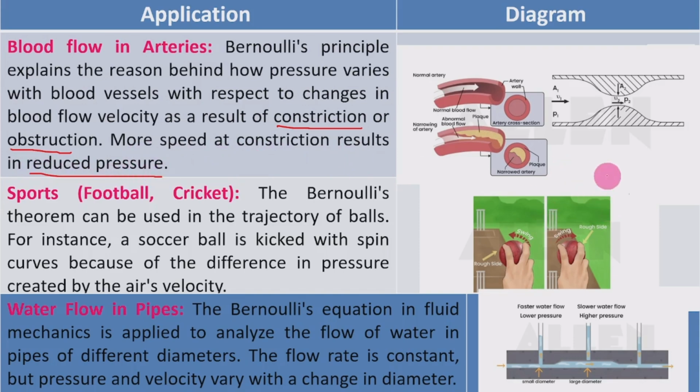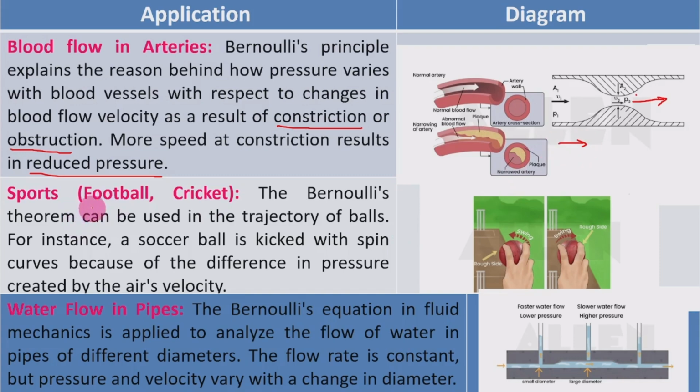At the constriction, where there is some deposition in the blood vessels, the velocity will be more, and that will reduce the pressure. Due to that constriction or deposition in the blood vessel, the blood pressure reduces, and that will cause some other effects. That's why the blood pressure variation with respect to the velocity can be calculated by using Bernoulli's equation, and thereby whatever medical treatment or process is needed can be carried out.